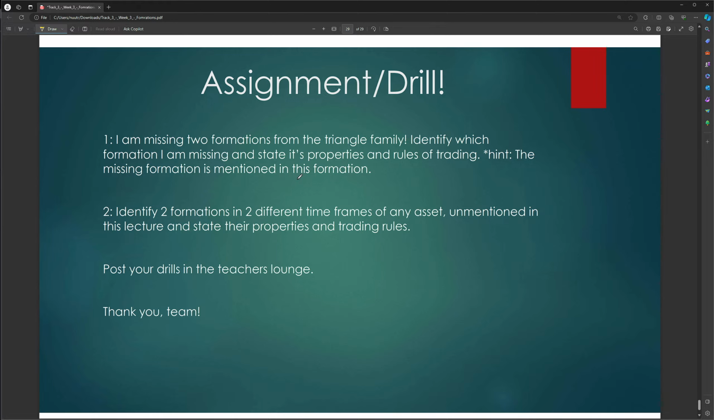Now, number two, identify two formations in two different time frames of any asset you choose. Okay? Just one asset, two different time frames, and two formations within those time frames. These have to be unmentioned in this lecture, so make sure they are not mentioned here. Use completely other formations. Google is there for you, and also a free ChatGPT is there for you too.